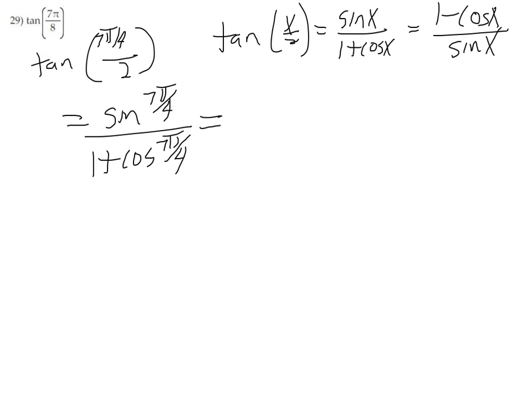Okay, again, pi fourth in quadrant 4. Sine is negative, square root of 2 over 2. Denominator 1. Cosine is positive, square root of 2 over 2.